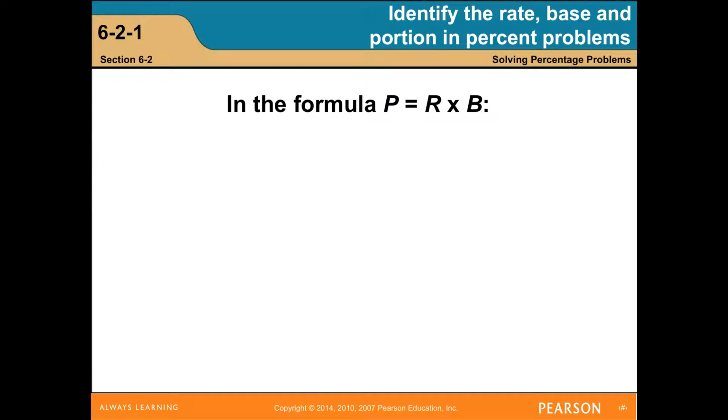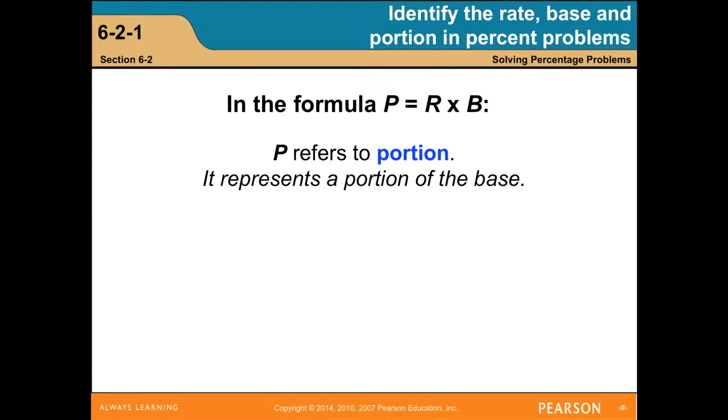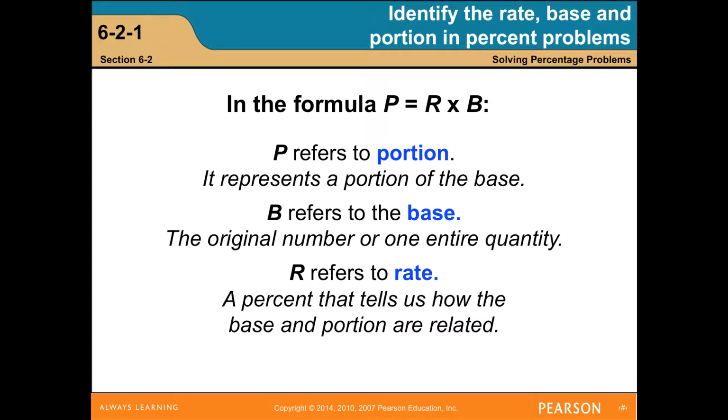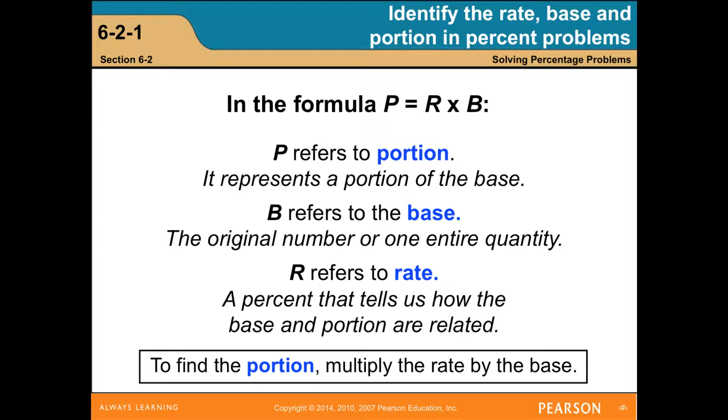So in the formula, P equals R times B. P refers to portion, since it represents a portion of the base. B refers to the base, the original number, or one entire quantity. R refers to the rate, a percent that tells us how the base and portion are related. To find the portion, multiply the rate by the base.